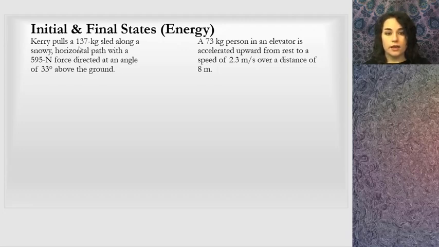You can see that Kerry's pulling a sled along a snowy horizontal path. So we have a horizontal path, okay. And Kerry's applying a force directed at an angle above the ground. So this is a pretty simple situation. I can think of a sled on the ground, right? And in the initial state, it may have some velocity.